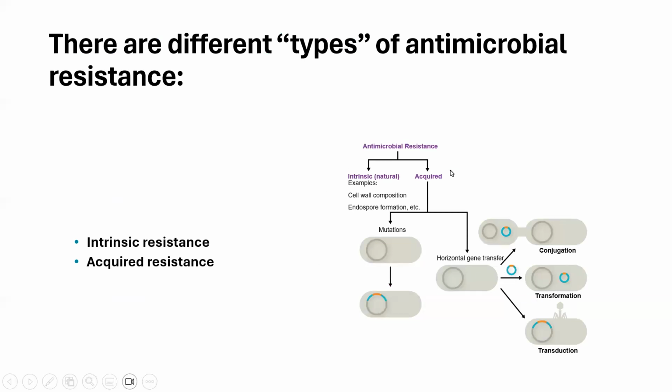Now, we have two types of resistances. We have intrinsic and acquired resistance. An intrinsic resistance is going to be something that the cell has naturally that helps prevent effects of the drug, such as the type of cell wall, the type of membrane, the ability to form endospores, etc. Acquired resistance is where you either get a mutation or you receive a gene through horizontal gene transfer that gives you resistance to that drug.